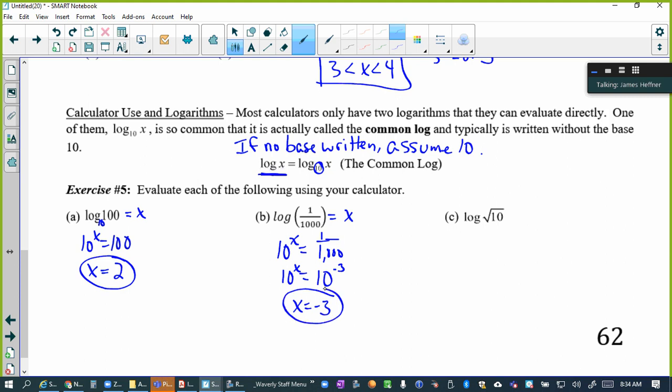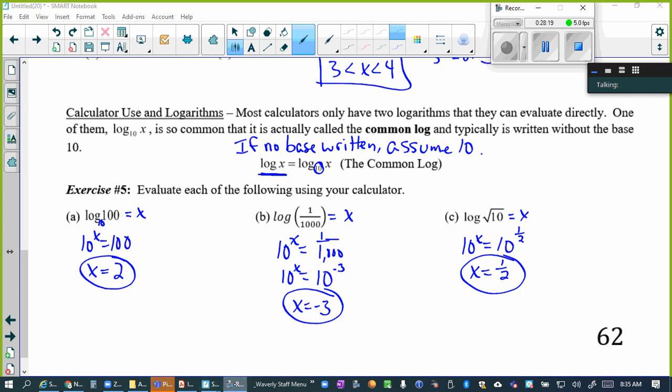Okay? And then part C, it's base 10 because it's not written there, right? So what's my exponential function? 10 to the x equals 10 to the 1/2. So what does x equal? X equals 1/2. So the log of the square root of 10 is 1/2. Does that make sense? Okay, does anybody have any questions on logarithms here? All right, let me stop this.